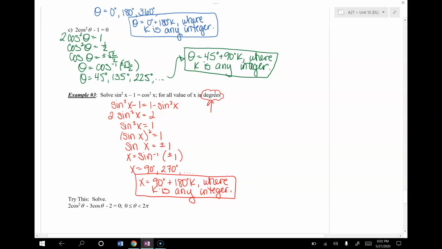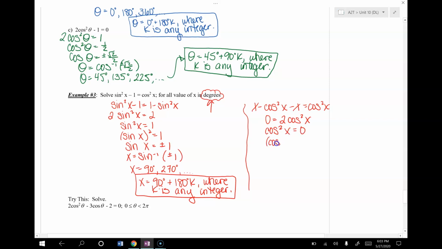Now, let's say that you wanted to change sine squared. That's okay. I would get 1 minus cosine squared of x minus 1 is equal to cosine squared of x. The ones would cancel. I would get 0 is equal to 2 cosine squared of x if I added the cosine squared of x to the other side. And then if we divide by 2, we end up with cosine squared of x is equal to 0.